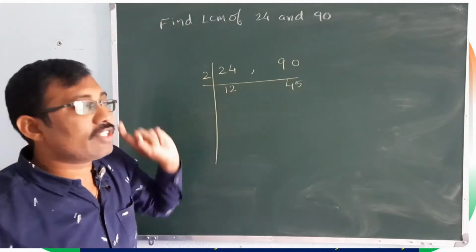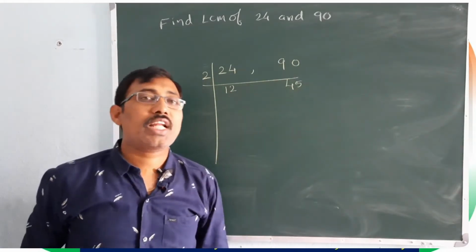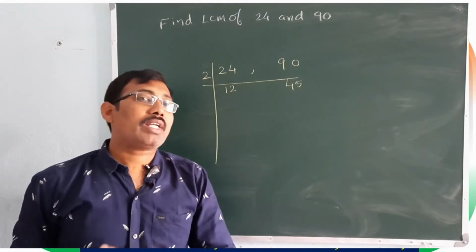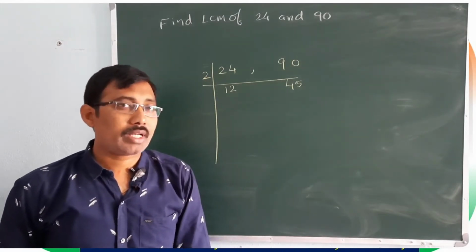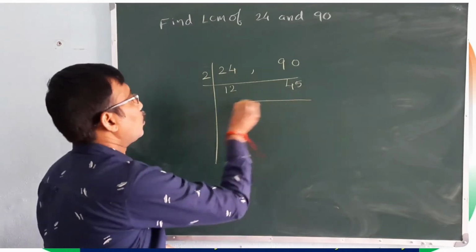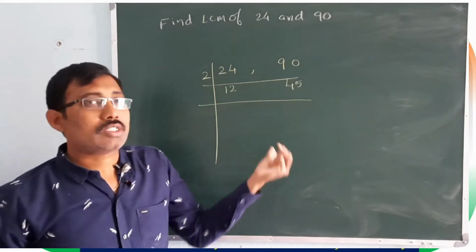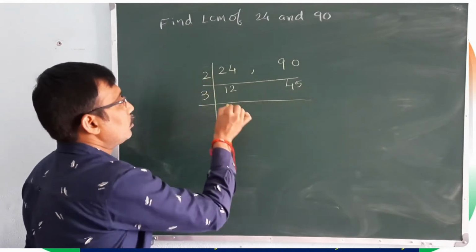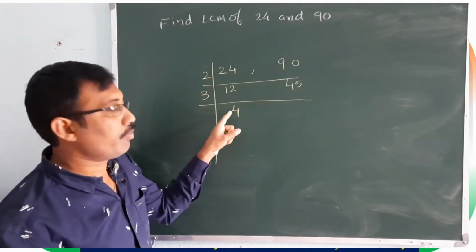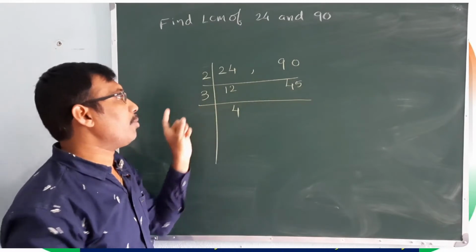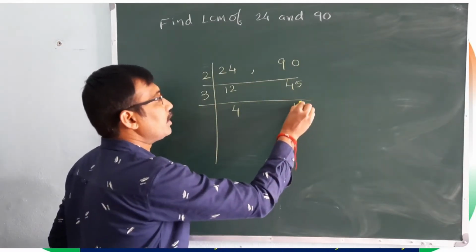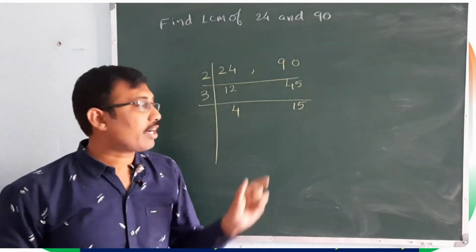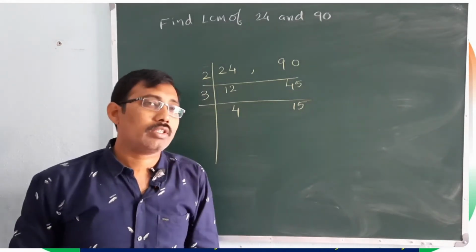Next, 12 is divided by 2, but 45 is not divided by 2. Here the minimum two numbers must be divided by the chosen number. So I can take 2, but it does not divide two numbers. So next number is 3. These two numbers are divided by 3. So write the quotient. 3 4s are 12. 45 is divided by 3, 3 15s are 45. So 4 and 15. 4 and 15 are not divided by anything other than 1.